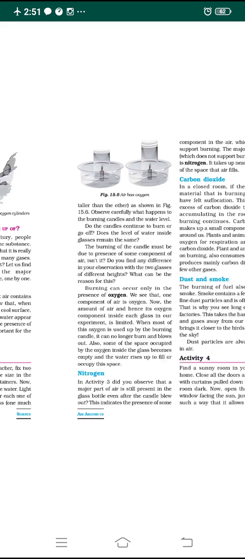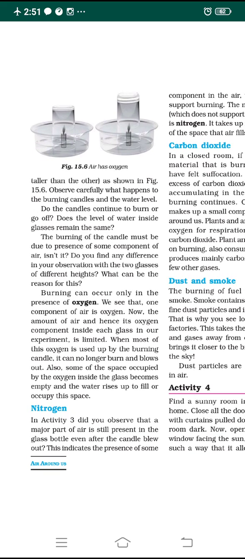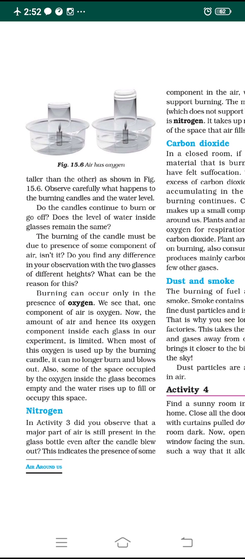One glass should be much taller than the other. So you have to take one larger glass and another smaller glass. As shown in figure 15.6, in one figure the inverted glass is the larger one, and in the first figure the inverted glass is the smaller one. Both are placed in inverted shape.